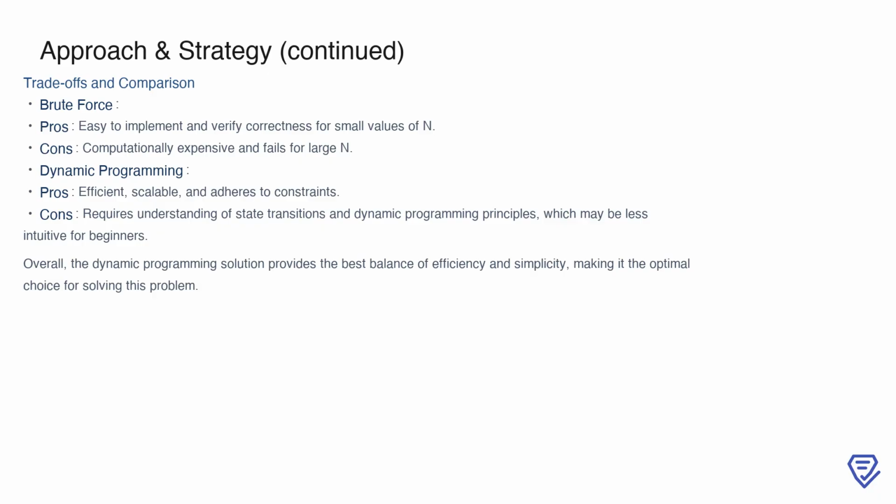This dynamic programming approach is highly efficient. With a time complexity of O(n), we only need to iterate through the rows once. The space complexity is O(1), because we only need to store the values for the previous row at each step. This makes the solution both time and memory efficient, even for very large values of n.